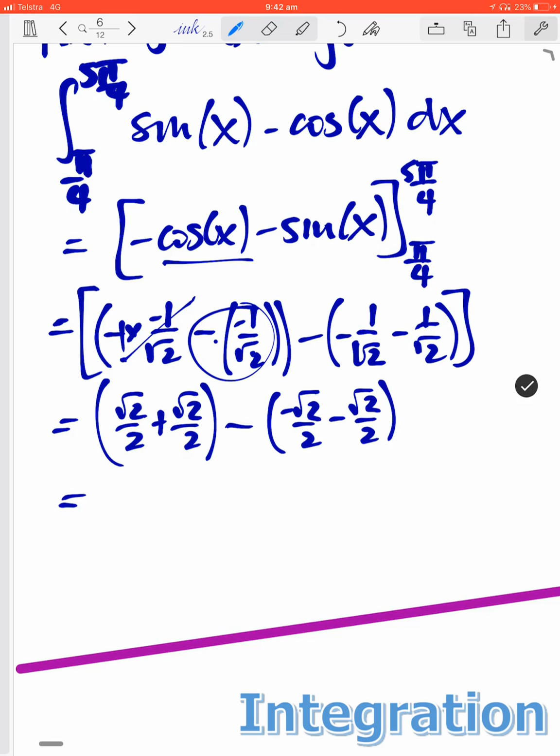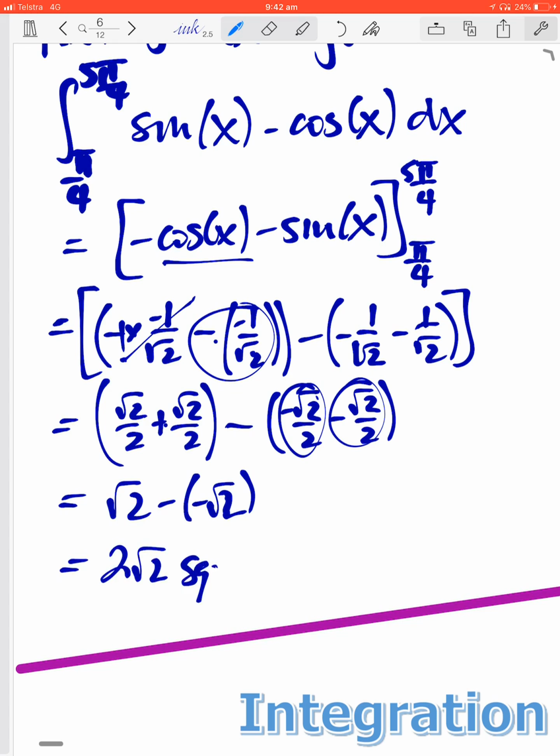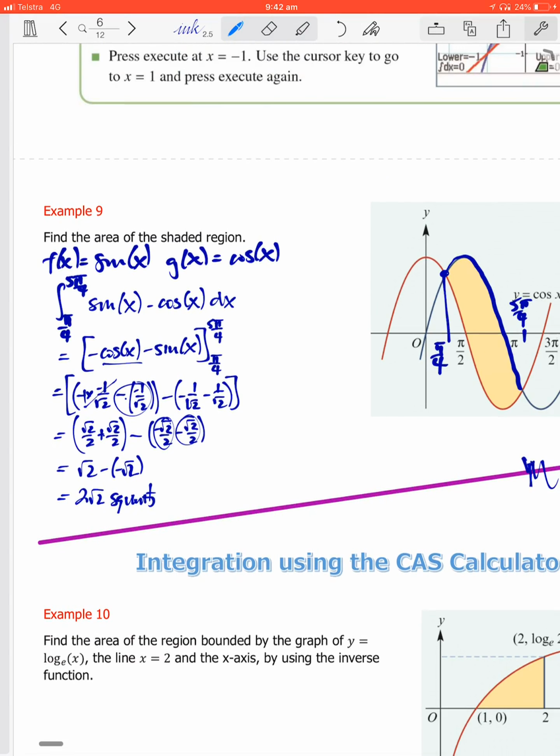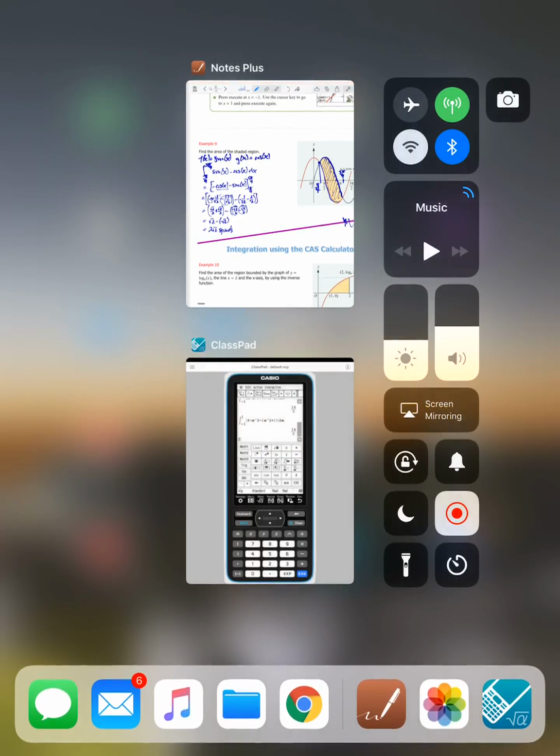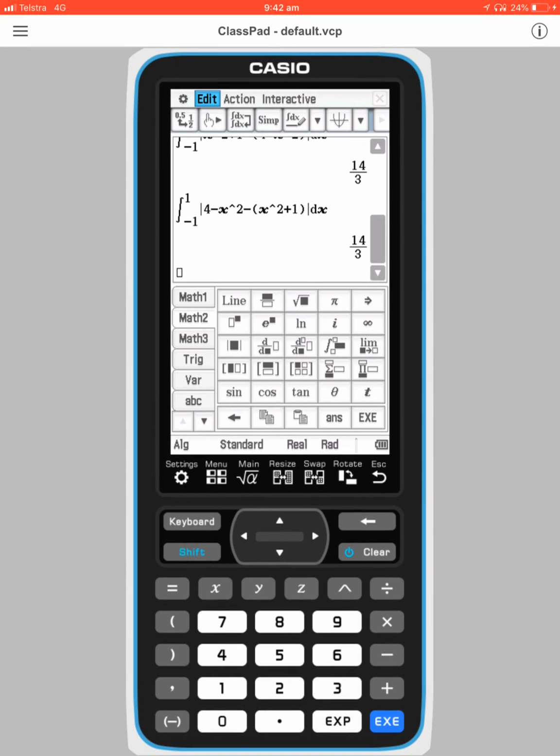Okay, so here root 2 on 2 plus root 2 on 2 is just root 2. Negative root 2 on 2 minus root 2 on 2 is negative root 2. So I've got minus minus root 2, which is root 2 plus root 2 is 2 root 2 square units. So the area between those two curves is 2 root 2 square units, so we can just check it, because I seem to have made a lot of stuff ups in that one.